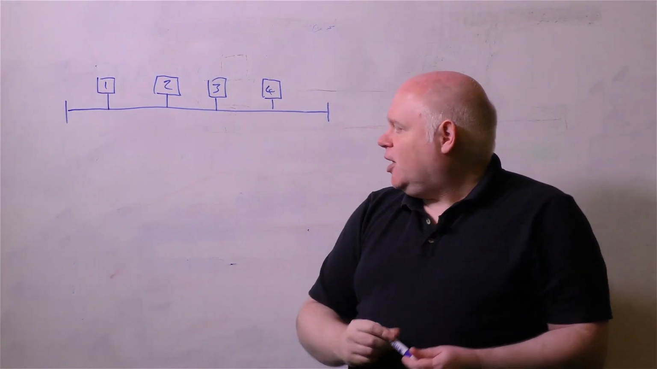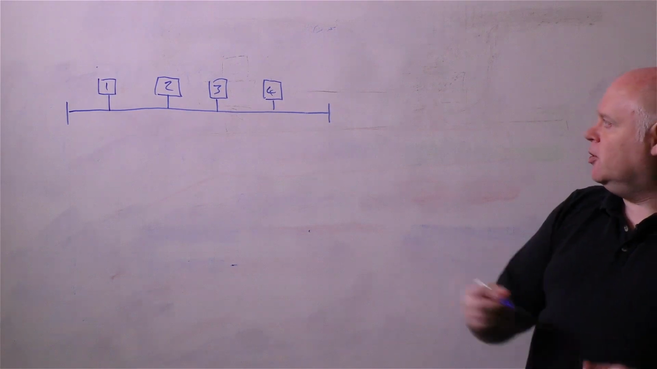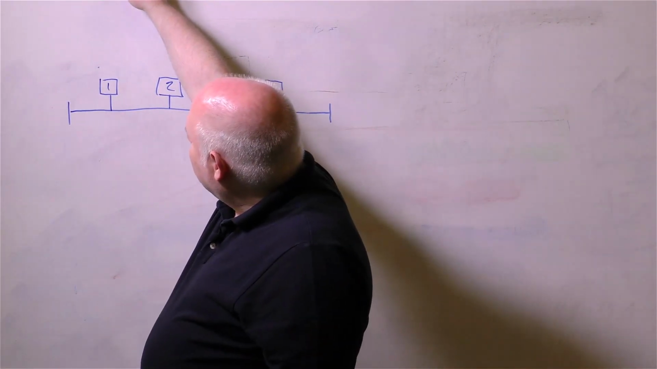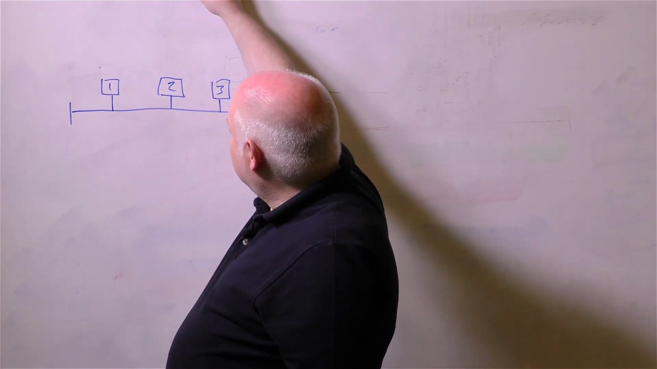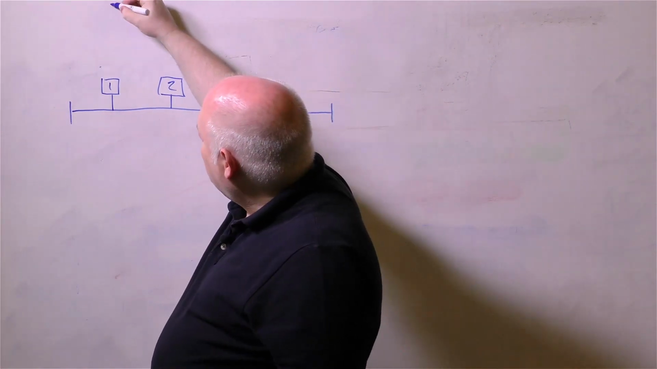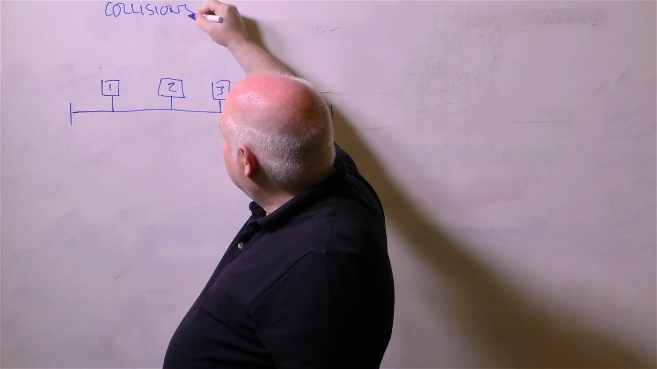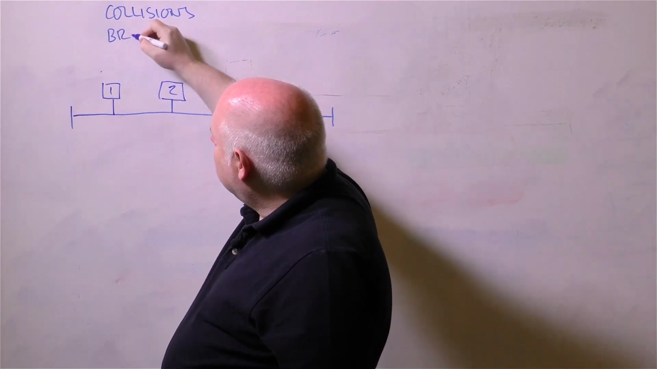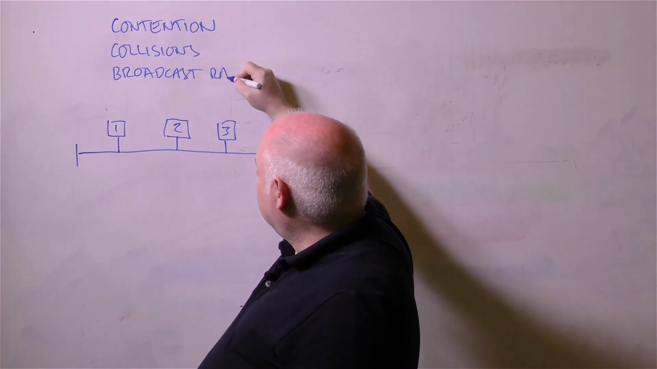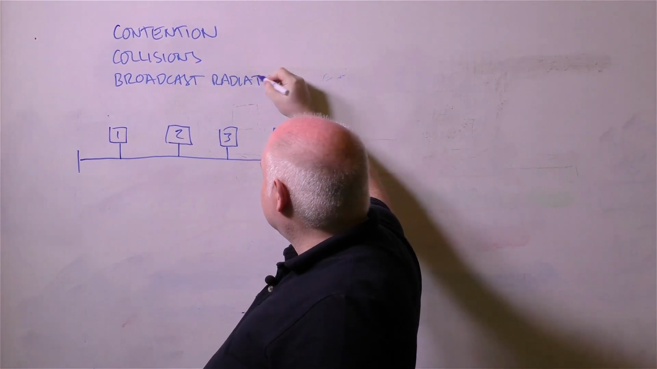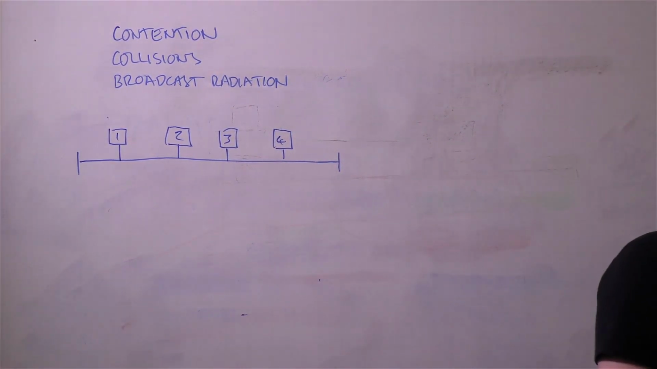So if you had a shared segment, there were some problems that would crop up. You had contention, you had collisions, and you had broadcast radiation. So contention, what did that mean?